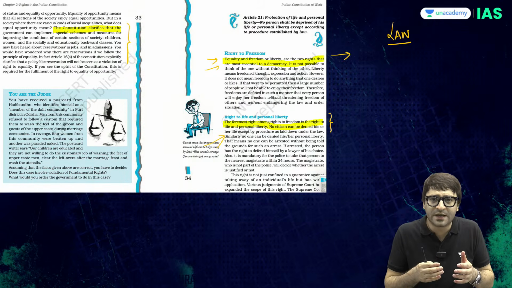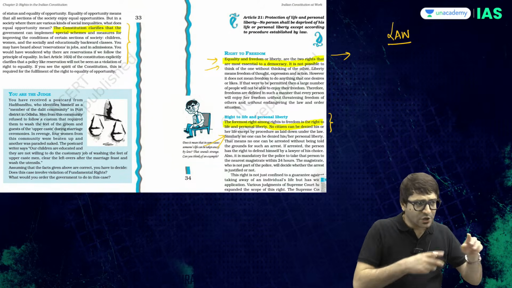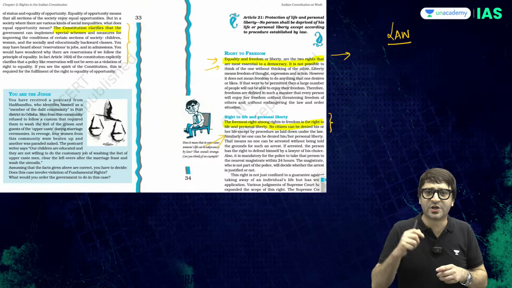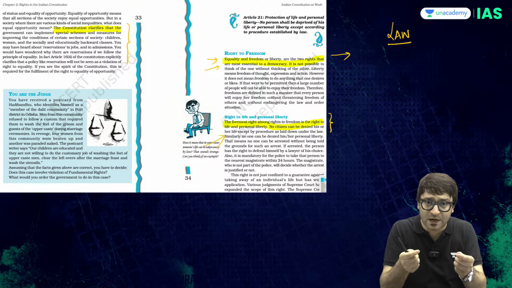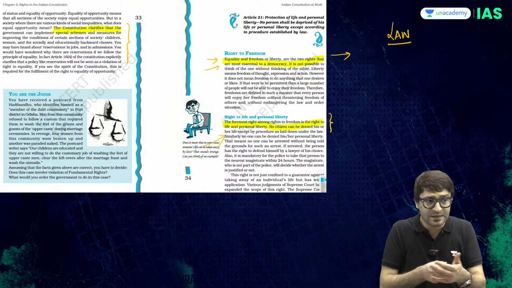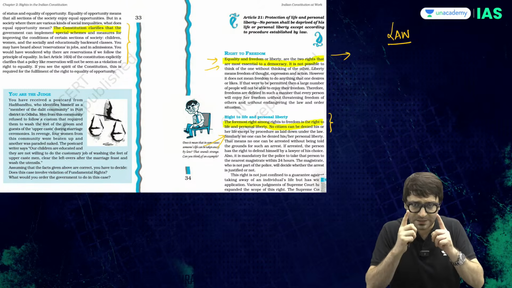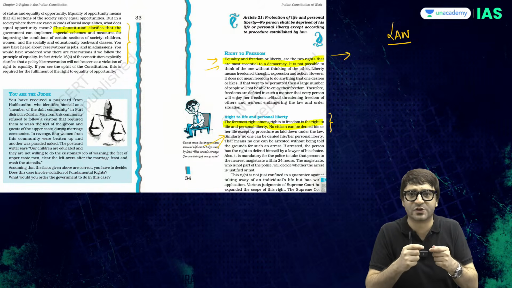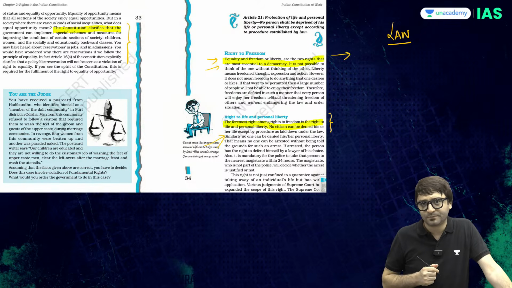If I am not aware on what grounds I am being arrested, how can I call my lawyer so that he can get me released from the jail? That is why I should be told what are the grounds on the basis of which I am being arrested. Is it for murder? Is it for terrorism? Is it for cheating? Whatever it is, tell me the grounds so that I can set up my legal defense.